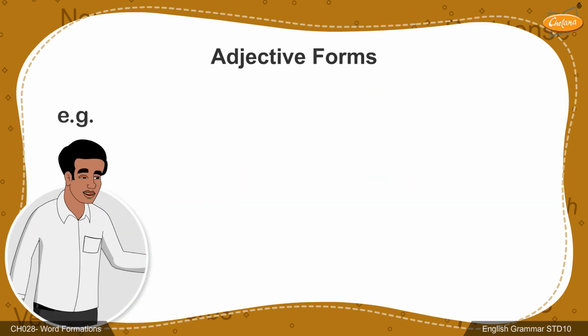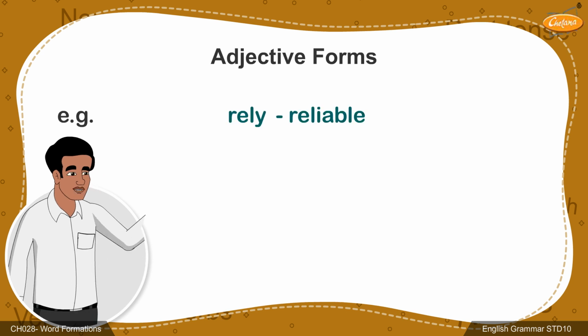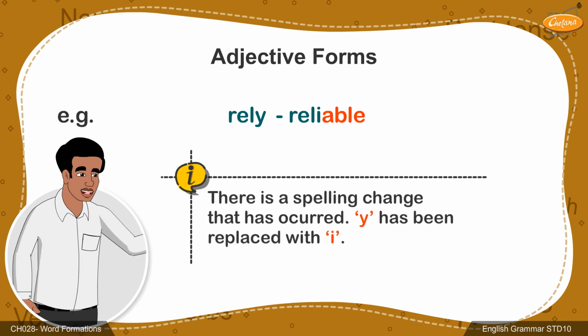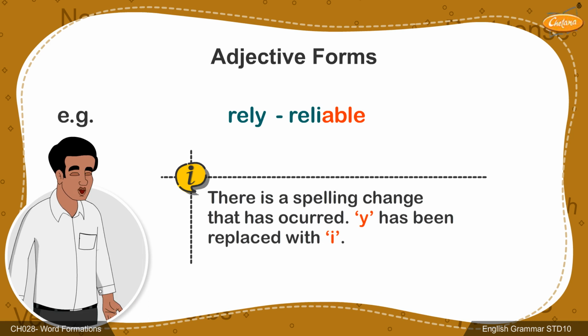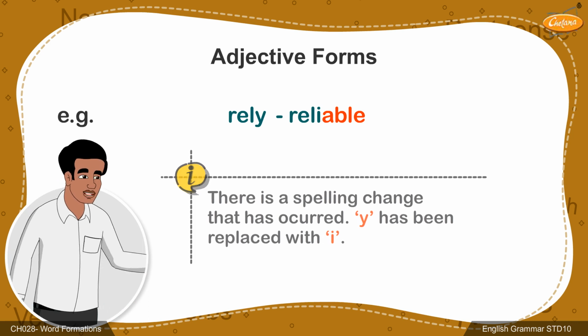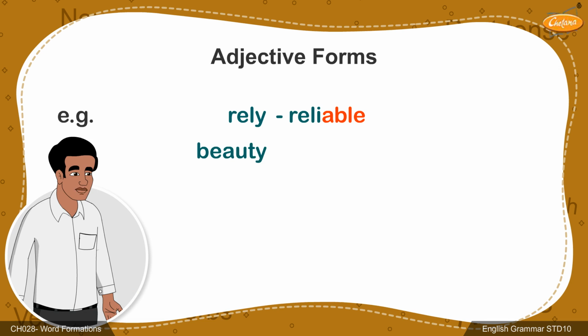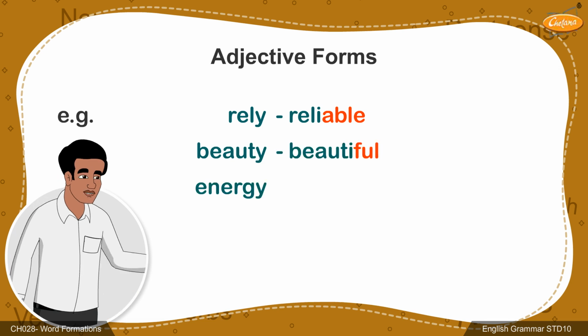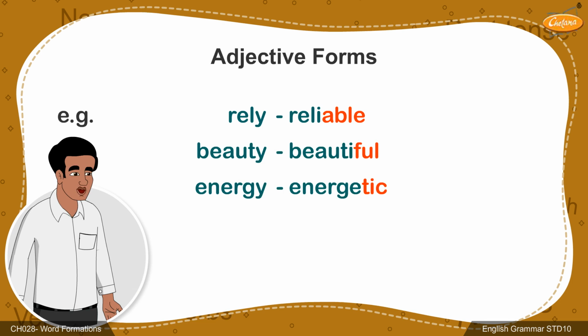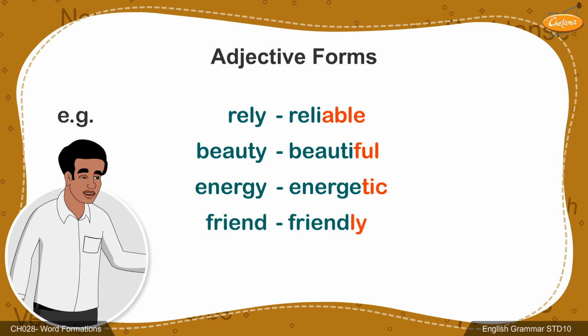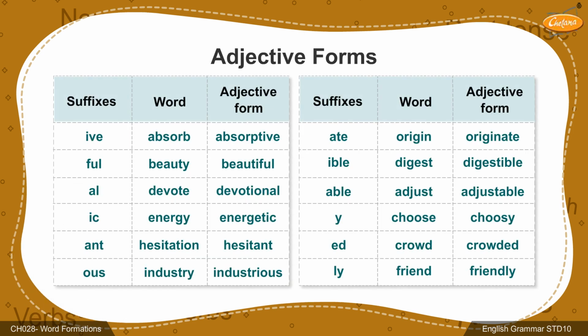For example, the adjective form of the word rely would be reliable. Here, the suffix able has been added. Observe that there is a spelling change that has occurred. Y has been replaced with I. Adjective form for beauty would be beautiful. Energy would be energetic. Friend would be friendly. You can similarly go through other suffixes and use them appropriately to make adjective forms.